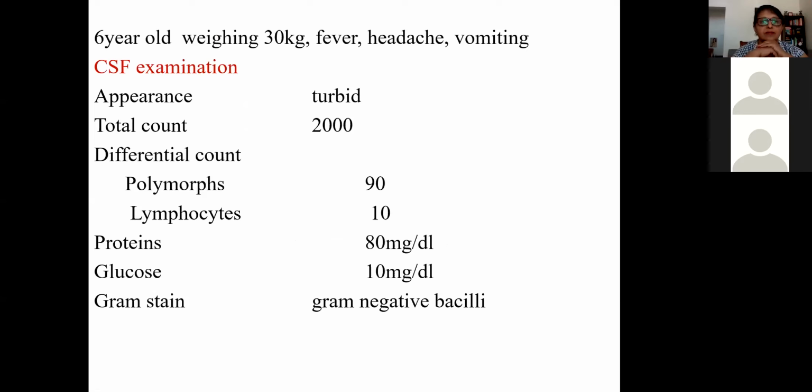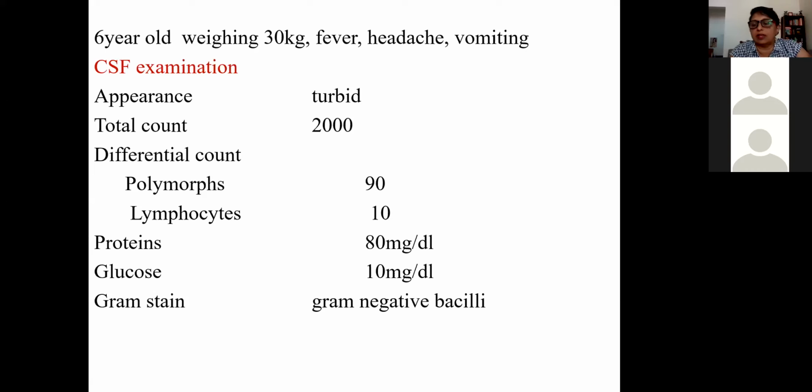A 6-year-old weighing 30 kilograms, with fever, headache, and vomiting. On CSF examination, appearance was turbid. Total count 2000. Differential count: polymorphs 90, lymphocytes 10, protein 80 milligrams per deciliter, glucose 10 milligrams, Gram stain: gram negative bacilli. So what is the CSF report about?